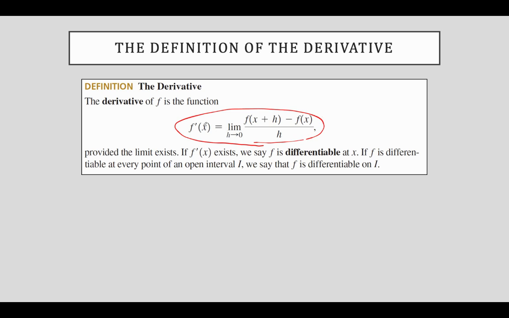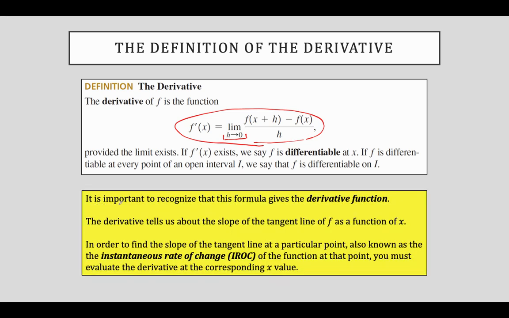Don't forget, f prime, that's the notation that we use for the derivative. And the very first part on the other side of this equation is the limit as h approaches 0. Do not forget to write down and evaluate this limit. If you don't, you're not taking a derivative. The limit as h approaches 0 of f of x plus h minus f of x all divided by h.